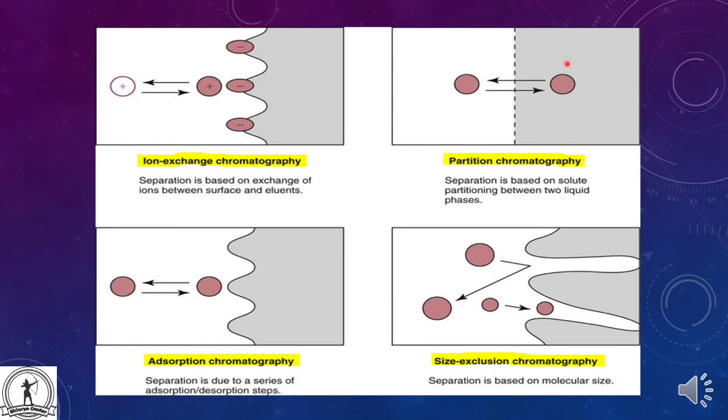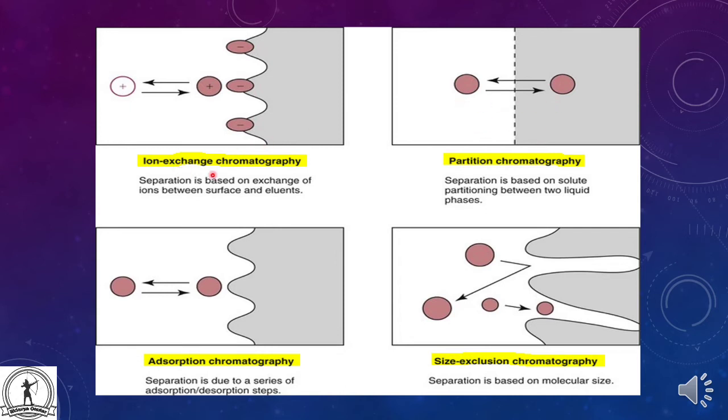Second, partition. Here is distribution of solute between the liquid stationary phase, meaning liquid coated on solid, and the mobile phase. Two types of techniques are there in partition: gas liquid chromatography and liquid chromatography. In partition, the separation is based on the solute partitioning between two liquid phases.